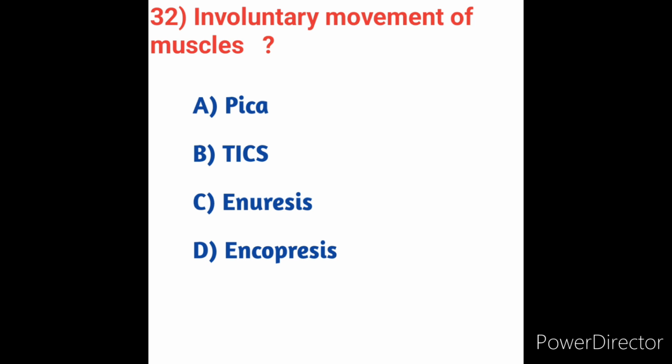We will see what is enuresis. Enuresis means involuntary urine incontinence. So here option C. Option D, encopresis. Encopresis means fecal incontinence. So here option B, involuntary movement of the muscles, is called tics.